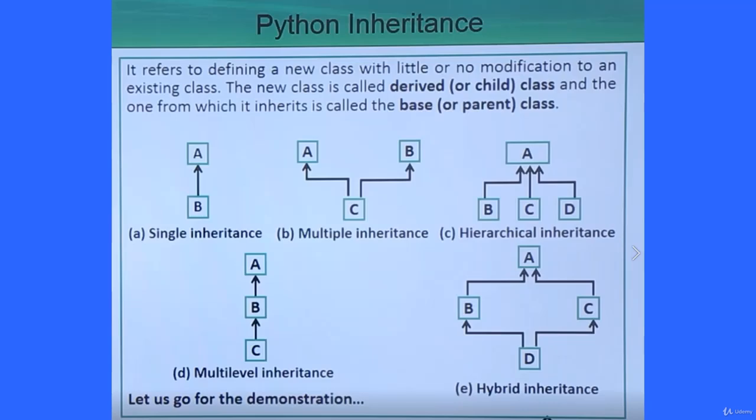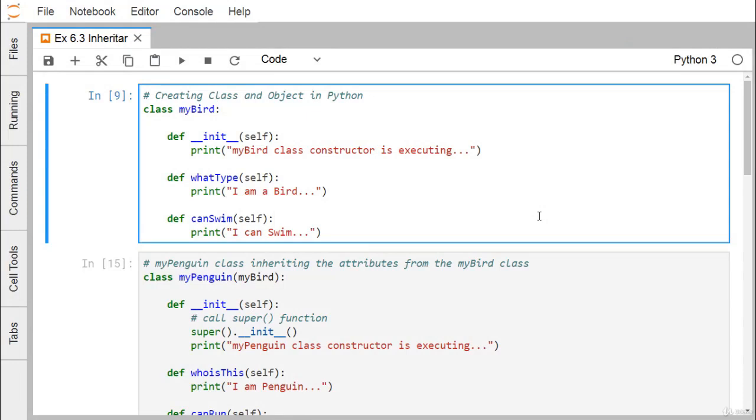In this session, we shall discuss inheritance and polymorphism as observed in Python object-oriented programming. Here we have defined one class. The name of the class is MyBird. This is the constructor, this is one method, and CanSwim is another method. The method bodies are very simple. We have just put one print statement there.